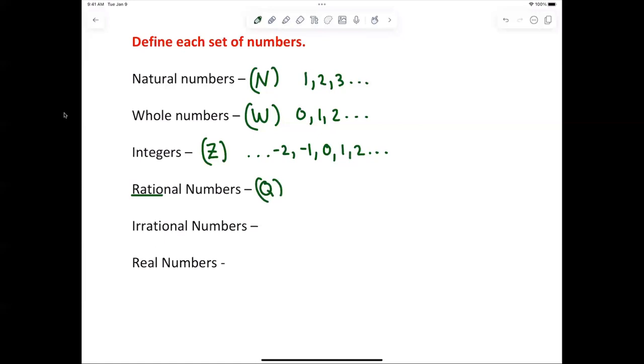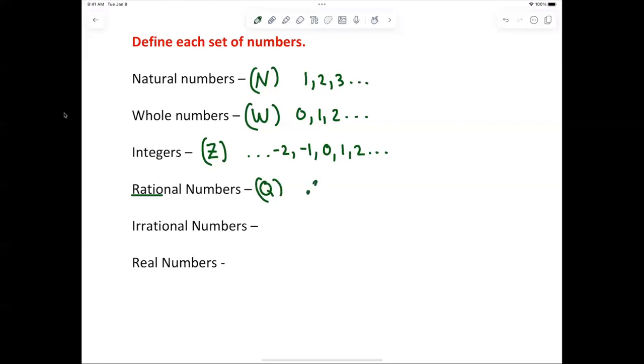So if rational is a number that can be written as a fraction, then irrational means any number that cannot be written as a fraction. Those are the definitions, but most importantly are the examples. So let's do some examples for rational numbers.